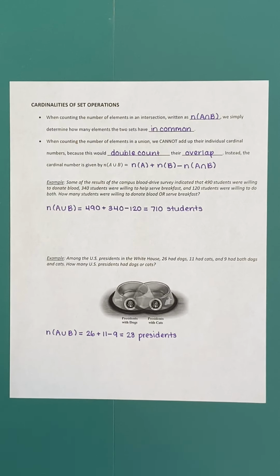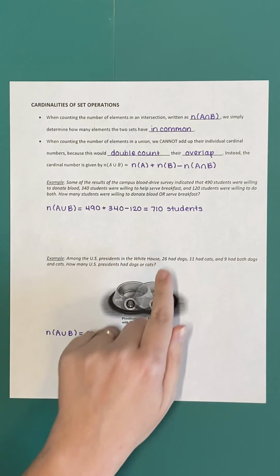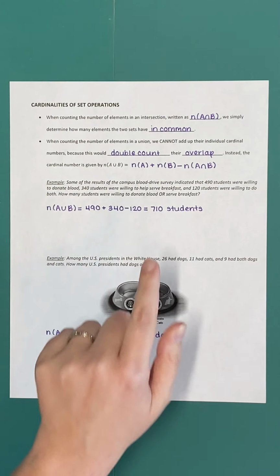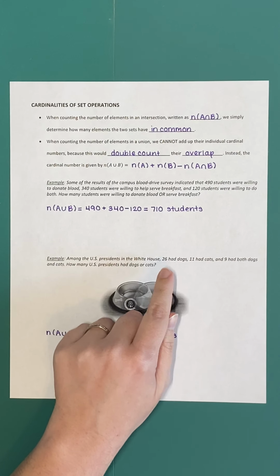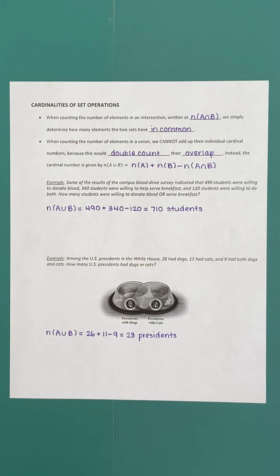Among the US presidents in the White House, 26 had dogs, 11 had cats, and 9 had both dogs and cats. How many presidents had dogs or cats? In other words, if they have a dog, they count. If they have a cat, they count. If they have both, they count. Again, just like before, we don't see the word only anywhere. We don't see only dogs. 26 had only dogs, or 11 had only cats. So we have to assume that that 26 and that 11 are totals. 26 people in total had dogs, 11 in total had cats.